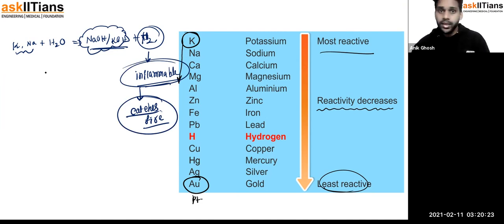Okay, so for that reason, we cannot keep sodium or potassium in the normal atmosphere. They would draw the moisture from the air and react with it, and actually they would catch fire. They are very dangerous. So for that reason, we put them inside kerosene.